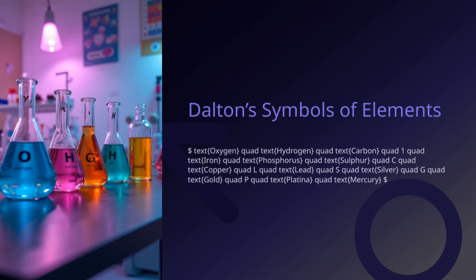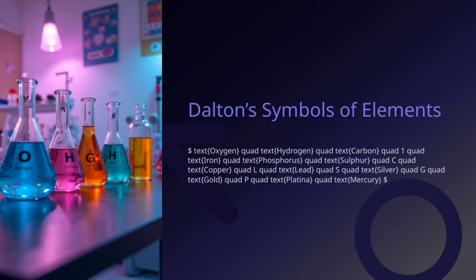These symbols are a key part of Dalton's atomic theory, as they provide a simple way to identify elements in chemical reactions and formulas. For example, we have oxygen and hydrogen. These symbols are usually one or two letters with the first letter capitalized. Sometimes the second letter is lowercase, like in copper, which is represented as Cu, or lead, which is Pb.